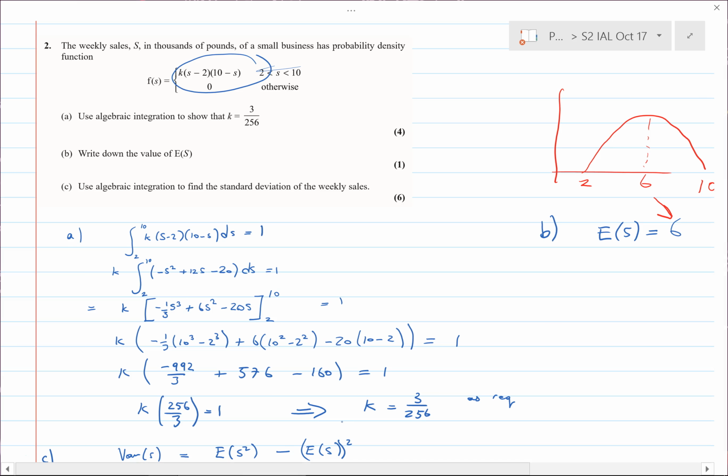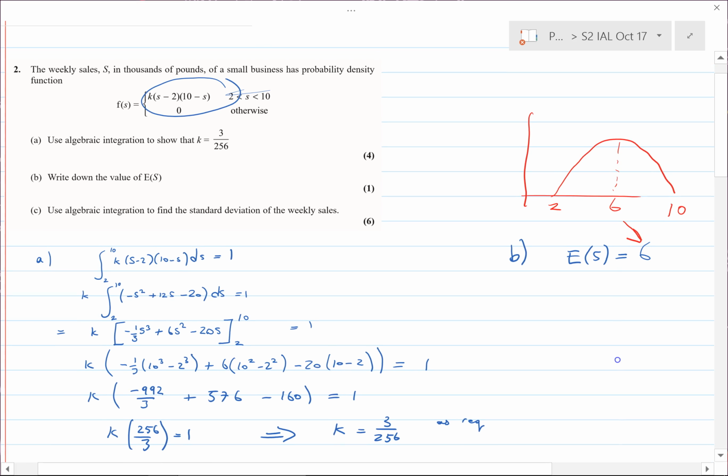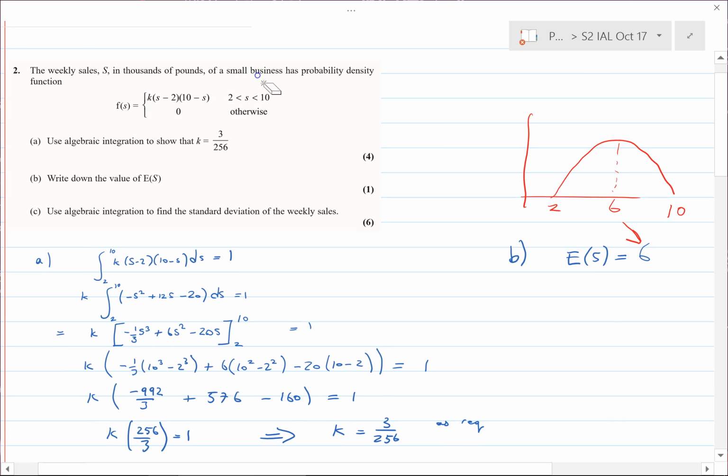Write down the value of E(S). When some of my students did this, they started working it out using the formula. There really is no need for that, because this is a quadratic function. It's an upside down quadratic function because of the negative s squared. It has roots when s is equal to 2 and s is equal to 10, which are the end values, so the quadratic looks like that, which means that by symmetry E(S) is equal to 6.